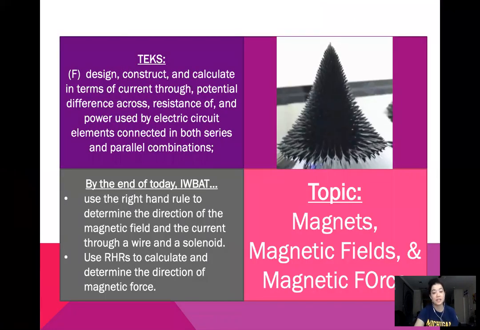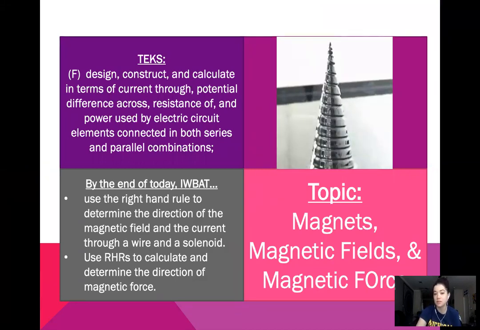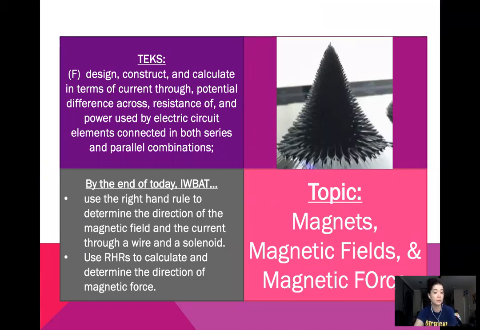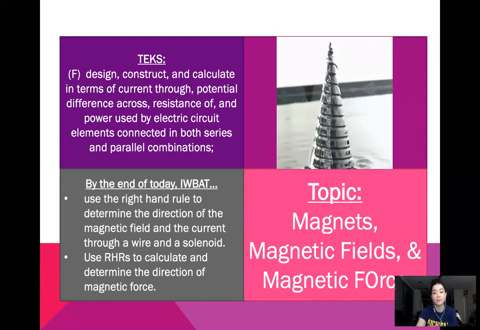Our objective is that by the end of the day today, you'll be able to use the right-hand rule to determine the direction of the magnetic field and the current through a wire and a solenoid. And we'll also use right-hand rules to calculate and determine the direction of magnetic force.